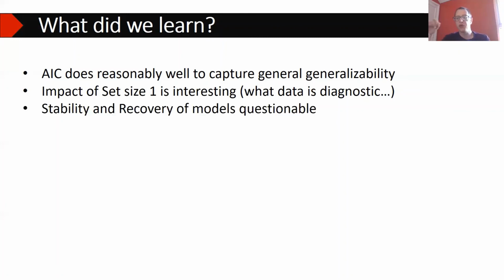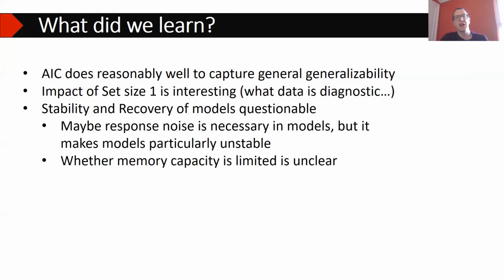The stability and recovery of the models we've tested is super questionable, which makes interpreting the actual model comparison results really difficult. So you might want to say, well, okay, but the difference between response noise clusters was actually quite clear. The problem is that those models are more unstable than the models that don't incorporate response noise. So now you have to make a lot more numerical effort to make sure you get stable results. And it does suggest that we can't say anything about whether memory capacity is limited or unlimited, so whether this is a crucial theoretical mechanism.